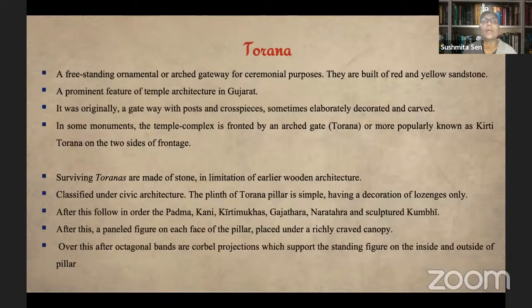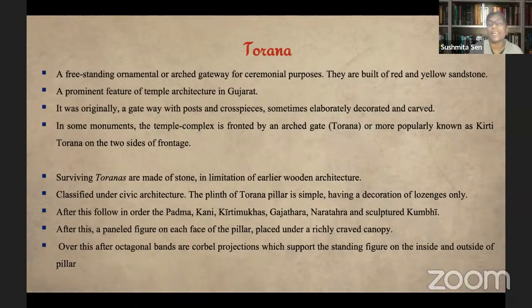Now coming to the Toran: Torans are freestanding ornamental archways for ceremonial purposes. They were built with red sandstone. It was a prominent feature of the temples of Gujarat, and it was a gateway, not only of the temples, it might have been a gateway to the cities, to the trade centers, like the Vadnagar gateway.